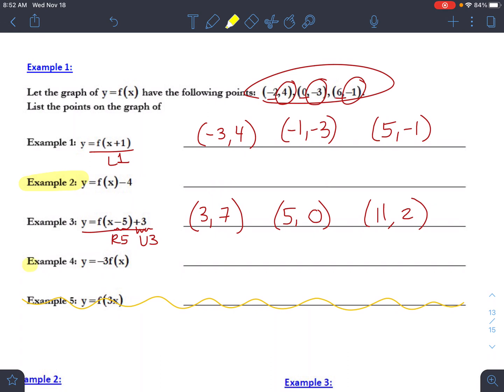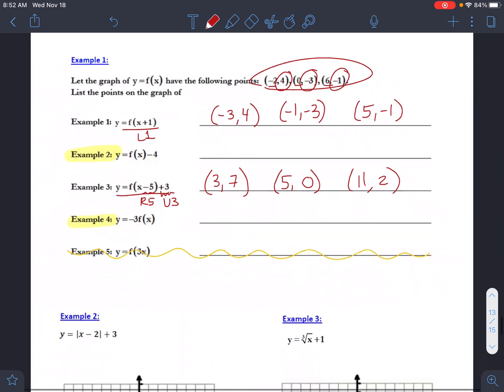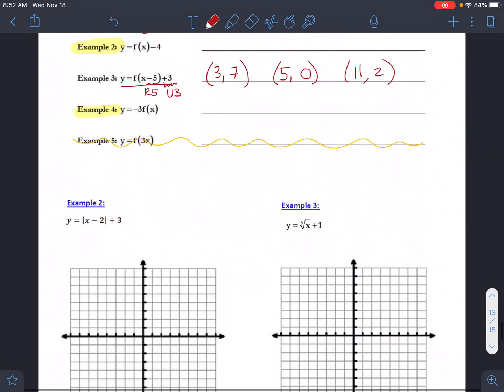Okay, and we'll save example 4 for class as well. So that's when I have a set of points. Figure out what's going on with the translation and add that to the points given. Okay, so now we're going to try graphing some of these.